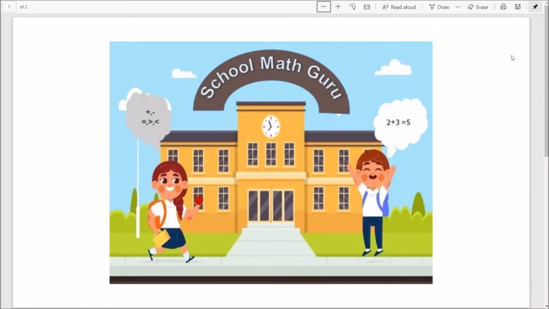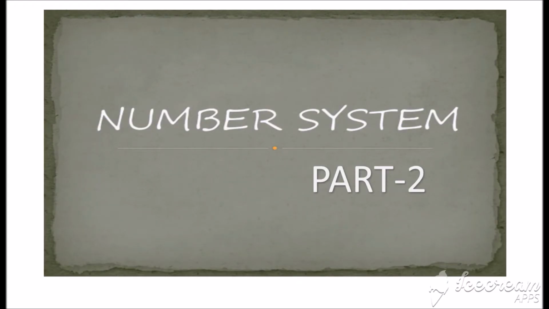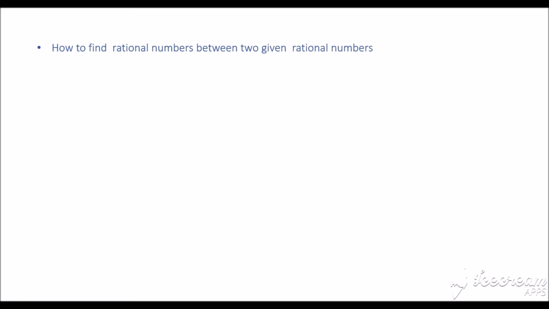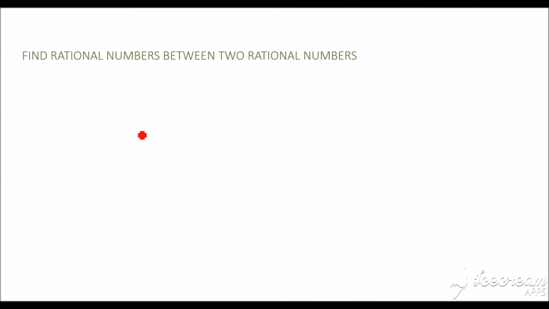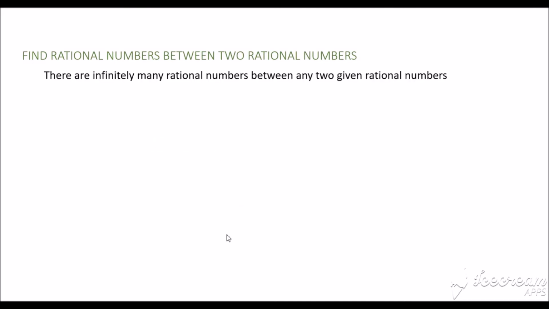Welcome to schoolmath.guru. In this video, number system part 2, we are going to cover how to find rational numbers between two given rational numbers. So, find rational numbers between any two rational numbers. There are infinitely many rational numbers in between two rational numbers.